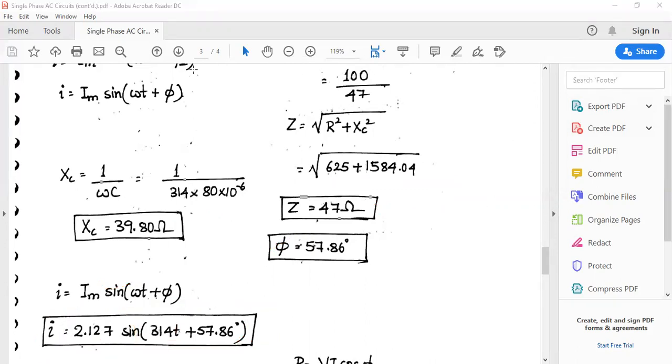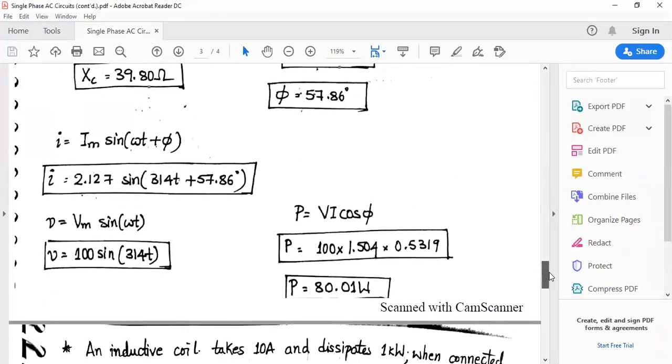And next, P is equal to Vi cos phi, where Vm is 100 volt sine of 314t. So P is equal to 100 into 1.504 into 0.5319, which is nothing but P is equal to 80.01 watt. Okay, that's how you can calculate it.